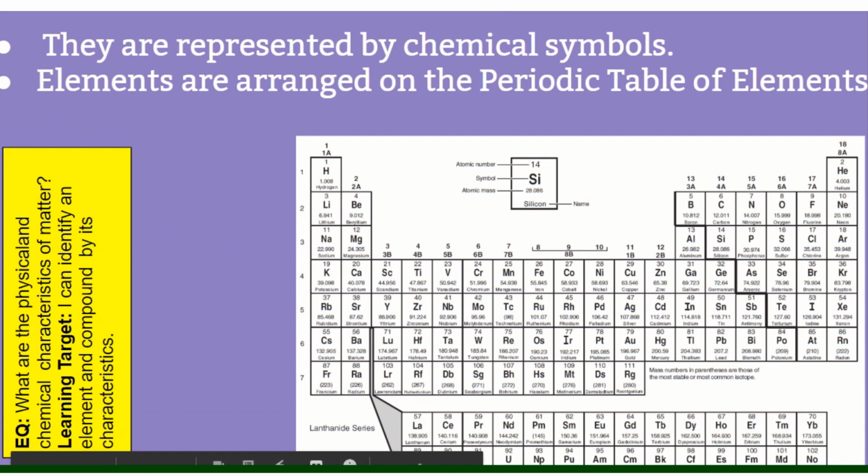Elements are represented by chemical symbols. These chemical symbols are arranged on the periodic table of the elements. Only elements will be found on this periodic table. So if you can't find it on this table, it's not an element.